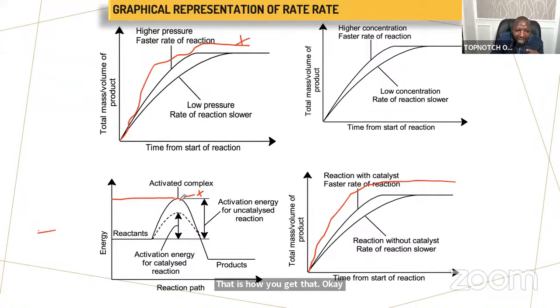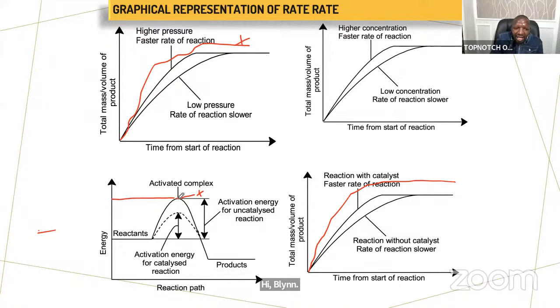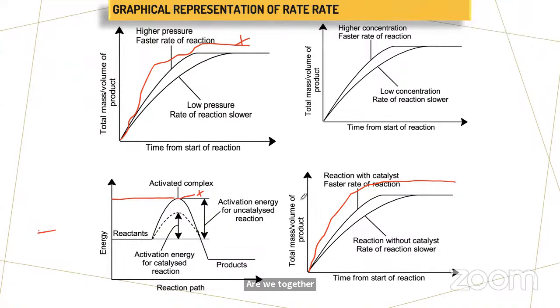So in short, I'm saying the maximum energy structure, the maximum energy point along the reaction path, is called the activated complex. How do you get the activation energy? We are looking at this energy here, the activated complex minus the energy of the reactant. That is how you get the activation energy. So it's just the tip, the top of the mountain. So here, this top is what you call the activated complex. Are we together? I think now that one is understood. You can continue.